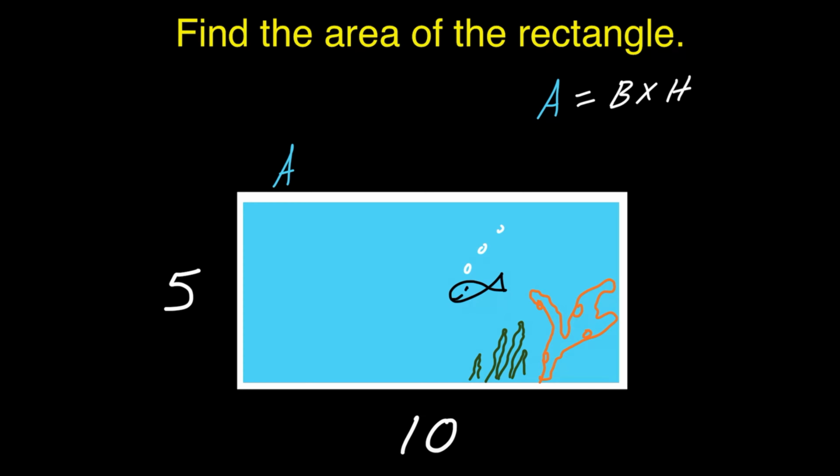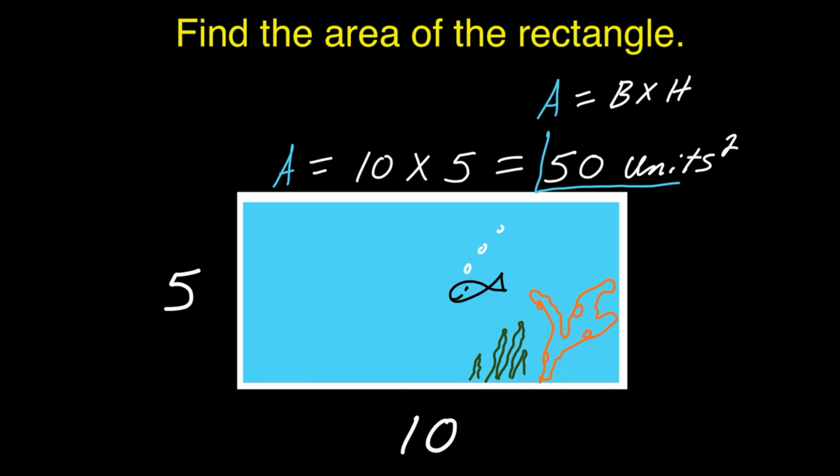equals the base. And what's the base? Well, the base is this number down here. It's going to be 10. So it's going to be 10 times the height. The height is 5. So 10 times 5 is going to equal 50. And since it's the area, we'll express it in squared units. So we'll go 50 units squared. This right over here is our area.